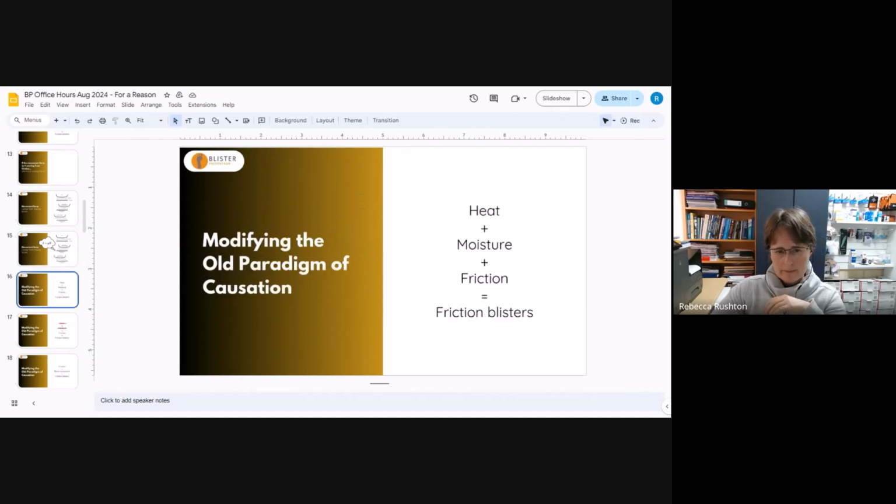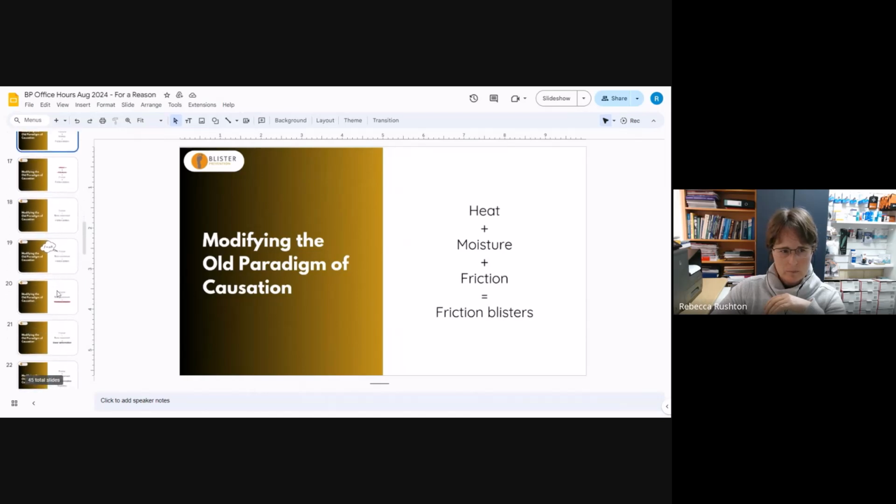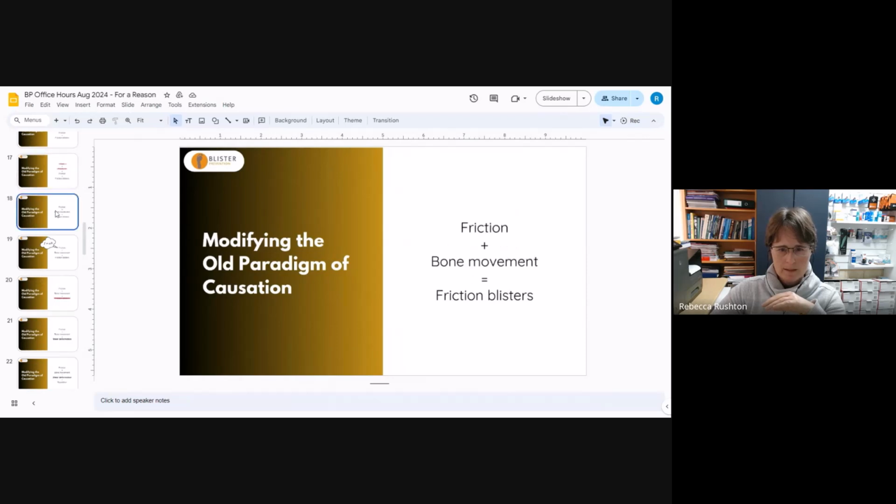So let's have a look at this old paradigm of causation and see about changing it so it's more accurate and helpful. First of all, I get rid of heat and moisture. They're not necessary elements. They're common elements, but they're not necessary. So we'll get rid of that and we will add in bone movement. So bone movement in the presence of high friction force doesn't really equal friction blisters yet. It causes shear deformation. It causes this in the back of your hand, for example.